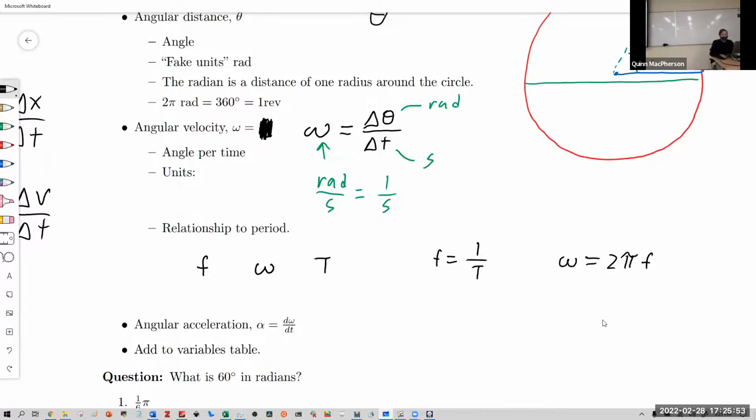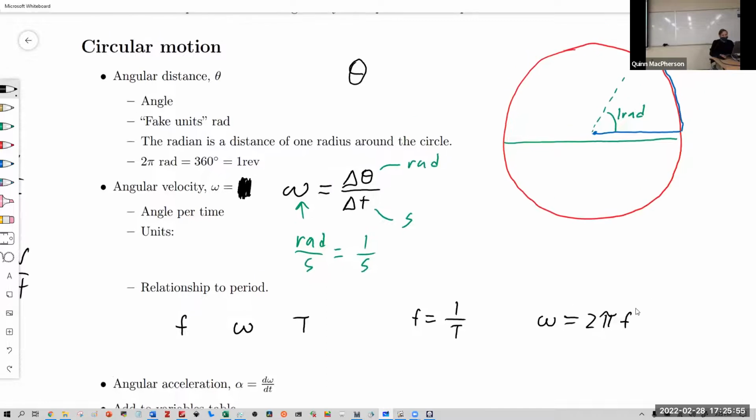So if the frequency is how many times you go around every second, you could also ask how many radians do you go every second. So imagine you're running around this circle. If you say how many times you go around every second, well, you go through a lot more radians. Every time you go around, you go through 2 pi radians.